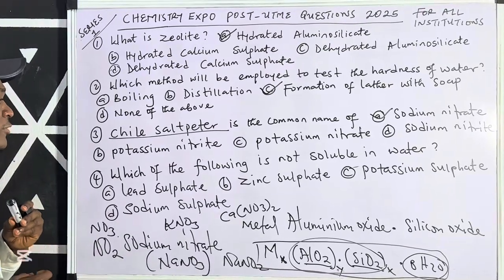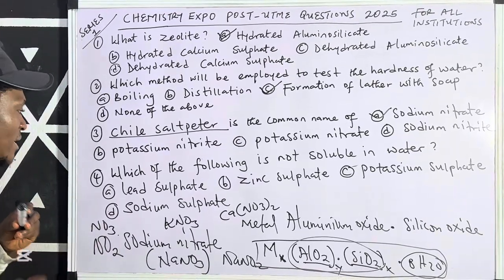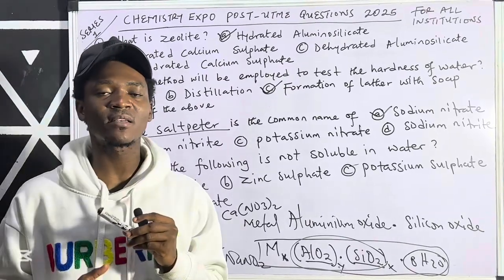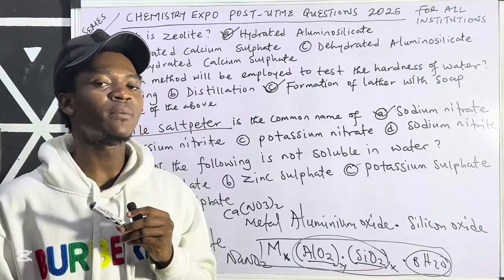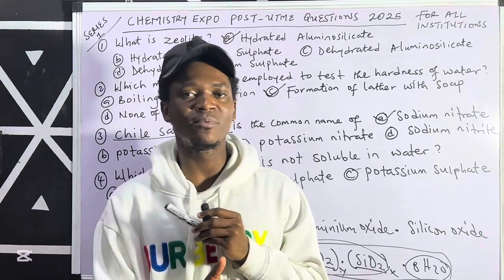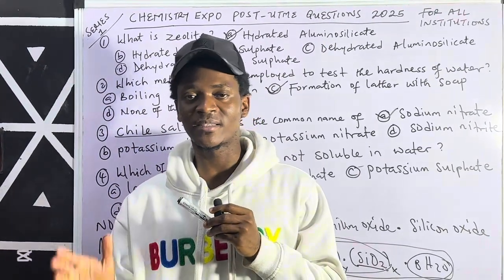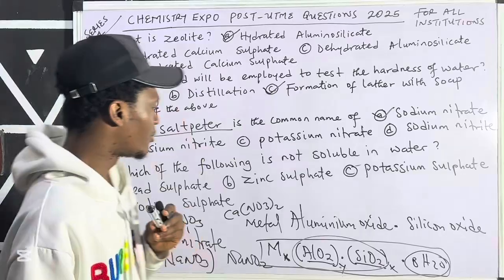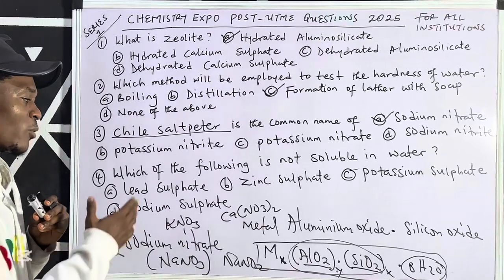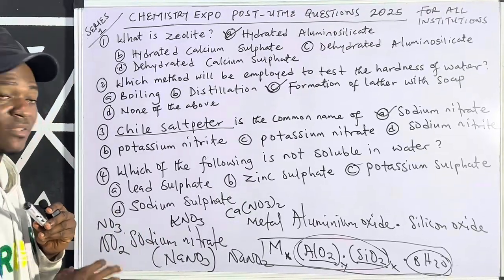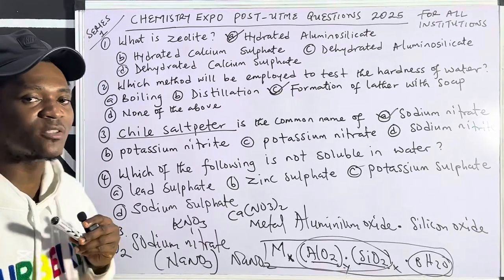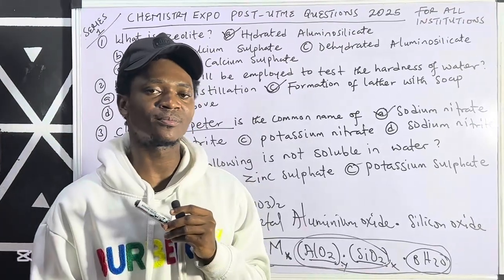Question 4. Which of the following is not soluble in water? This takes our minds to the solubility rules of salts, meaning that some salts are soluble while others are insoluble. Soluble simply means they dissolve in water, while insoluble ones don't dissolve. Looking at the options on the board for question 4, all of them are sulfates. So the question is which of the sulfates would not dissolve in water.